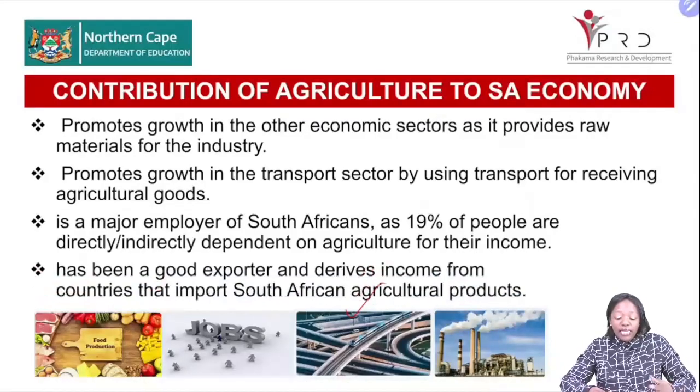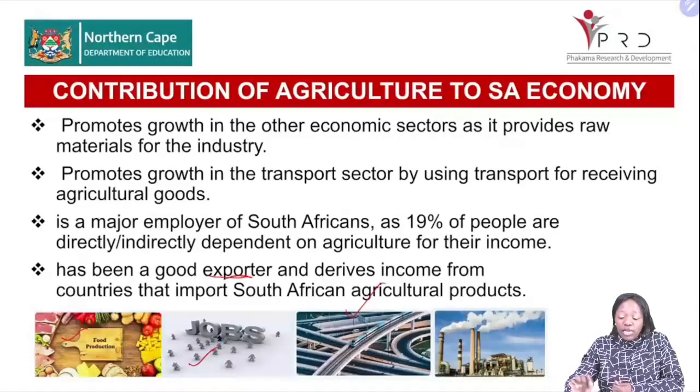Then we're looking at it has been a good exporter. It derives the income from the countries that import South Africa's agricultural products. Remember, if we export more of the products, it means now we're going to have more income. So hence it is a good exporter. Then in terms of agriculture, we're going to have food production. Remember, because this is farming, we're talking about meat, we're talking about a variety of crops that give us food. And also, there will be people who will be hired in these industries. So therefore, jobs will also be catered for.